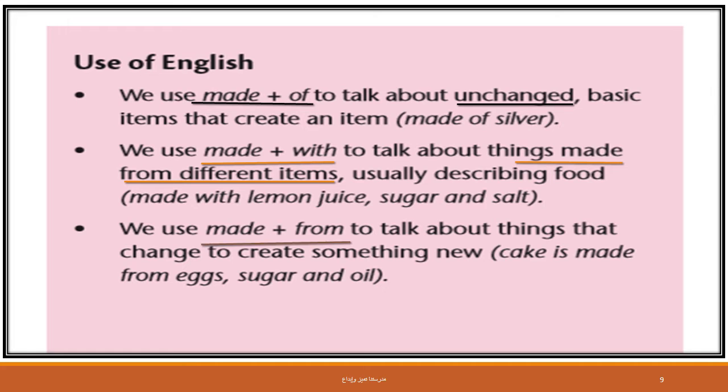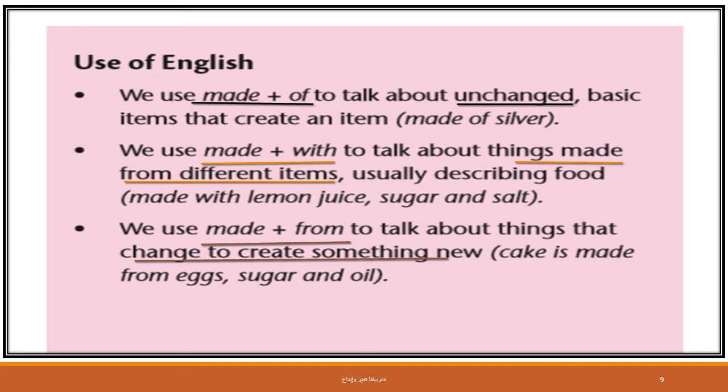What about made from? Made from, I use it to talk about things that change to create something new. Cake. Cake is made from eggs, sugar, and oil. This is before I make the cake. I put eggs, sugar, and oil. And then I bake the cake. After that, can you find the eggs, the sugar, the oil? No, they are changed. And they become what? Become a cake. That's why I said made from.